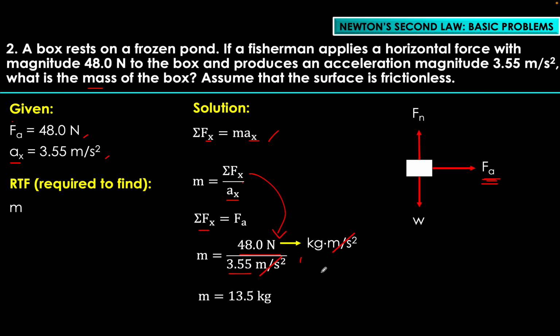Of course, last step in problem solving is to evaluate if our final answer is reasonable. So 13.5 kilograms looks reasonable for a box, or for a fisherman to be able to accelerate a box, because it's only 13.5 kilograms. So yeah, sensible. It's not too high, not too low.